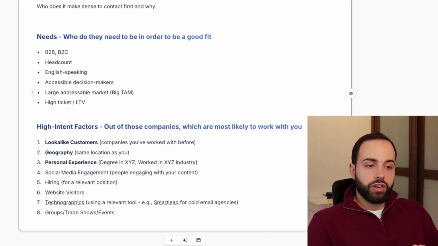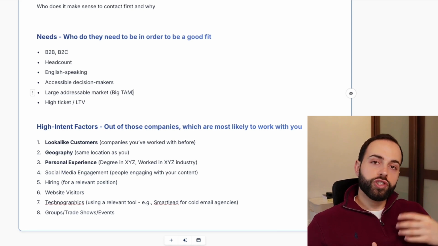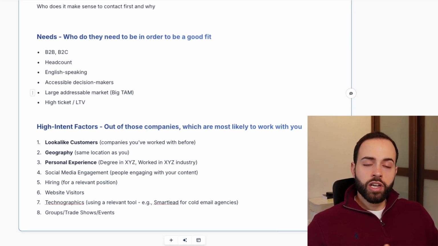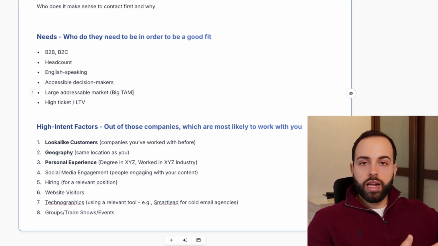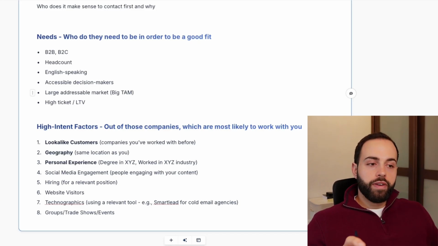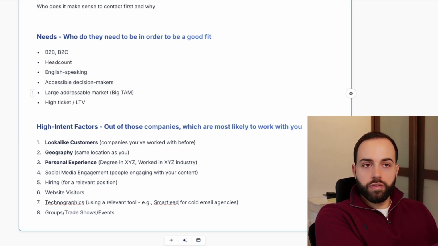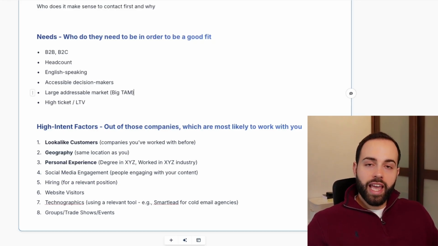Now, the seventh factor is technographics. So are they using a relevant tool? For example, we use Smart Lead to launch cold email campaigns. So if any of my ICP is already using Smart Lead, it indicates to me that they're already running cold email campaigns. So likewise, try and figure out what tools and what tech stack your ICP might have that you already use in your service. If they're also using it, it indicates that they're doing something that is relevant to the thing that you offer.